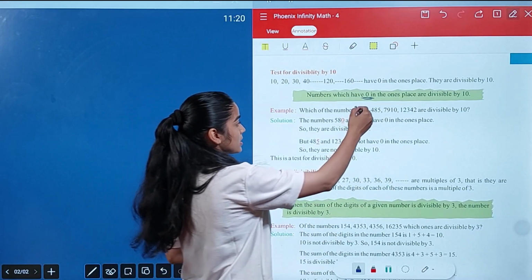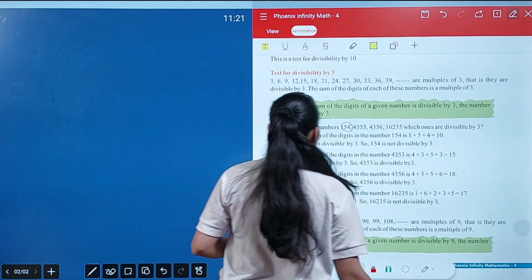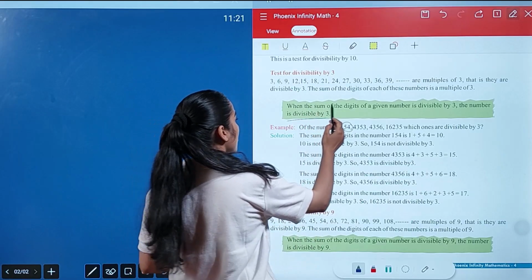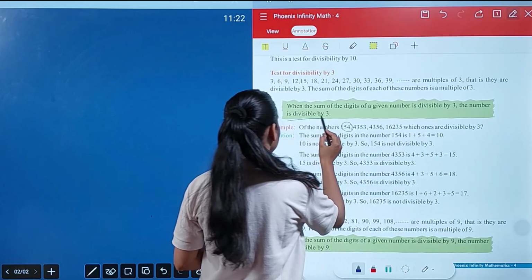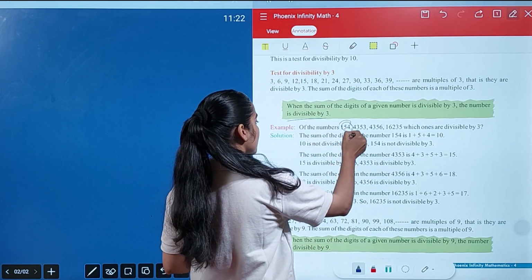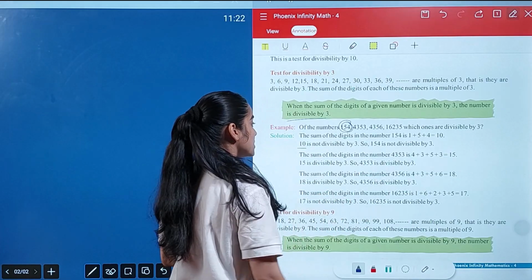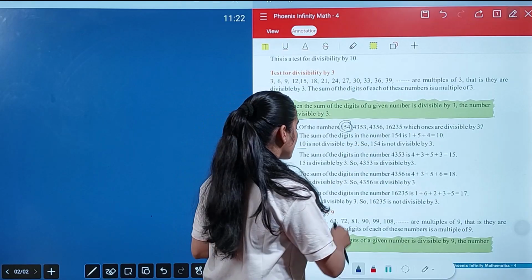So in this case this is divisible by, this is not, this is, and this is not. So next we have test for divisibility by 3. When the sum of the digits of a given number is divisible by 3, the number is divisible by 3. For example, we have 154. 1 plus 5 plus 4 is equal to 10, which means 10 is not divisible by 3. So 154 is also not divisible by 3.